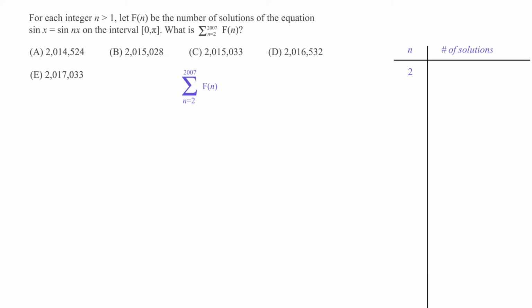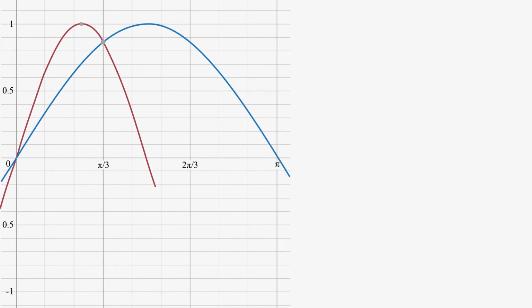Now let's start with n equals 2. This is my equation: sine of x is equal to the sine of 2x. If I plot sine of x and the sine of 2x on the same graph between this interval only, 0 to pi, 0 to 180 degrees, the number of intersection points will be the number of solutions. And this is that graph.